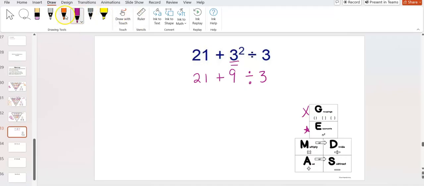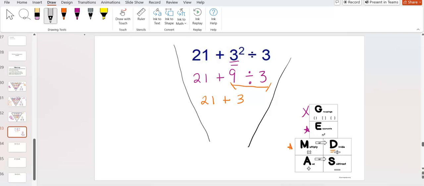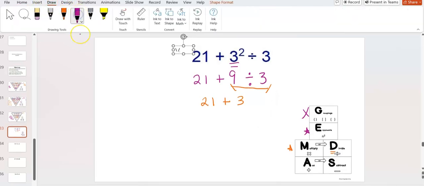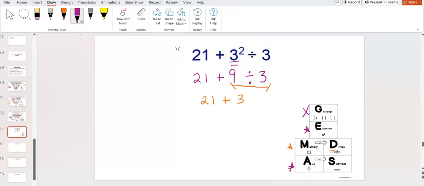Now I'm going to go ahead and switch, and I have some division again. So we're going to go ahead and divide. I'm going to do 21 plus, and I'm going to do the answer here. 9 divided by 3 is 3. And you can see that even though there's no triangle, it's all starting to kind of go inwards a little bit, piece by piece. All right, last thing we're going to do is our addition here. So 21 plus 3 is 24, and that is my answer.